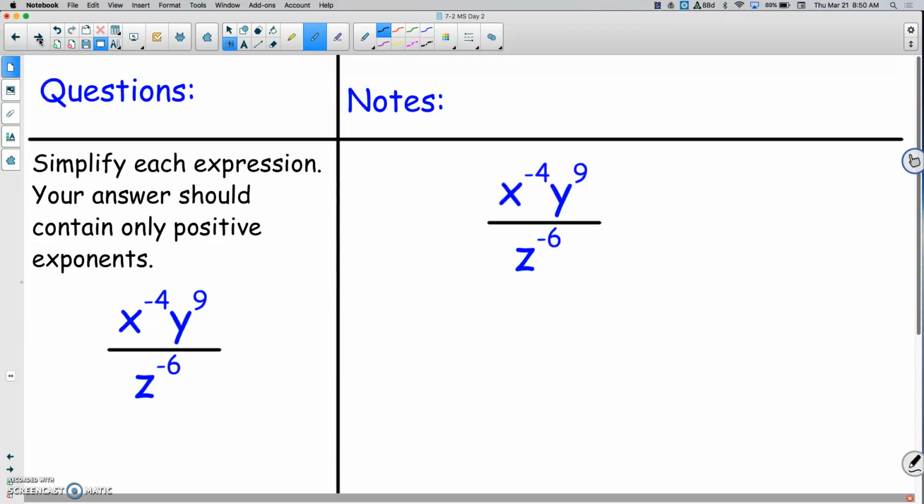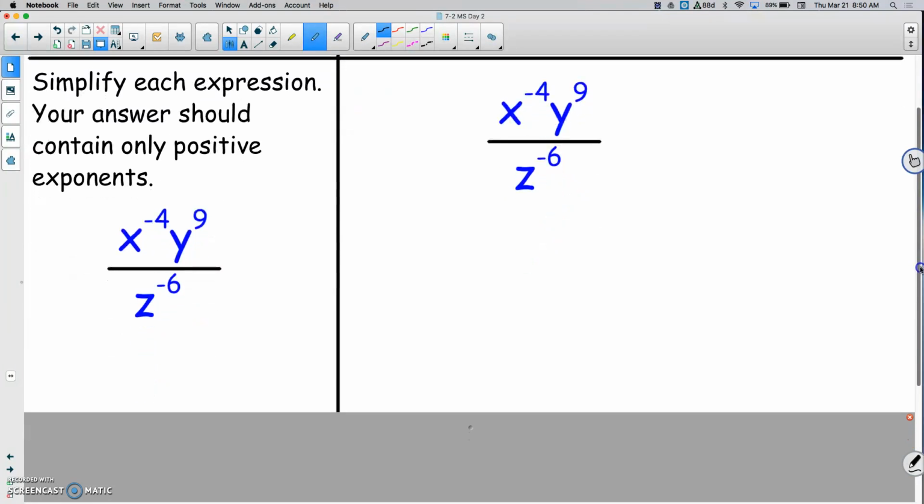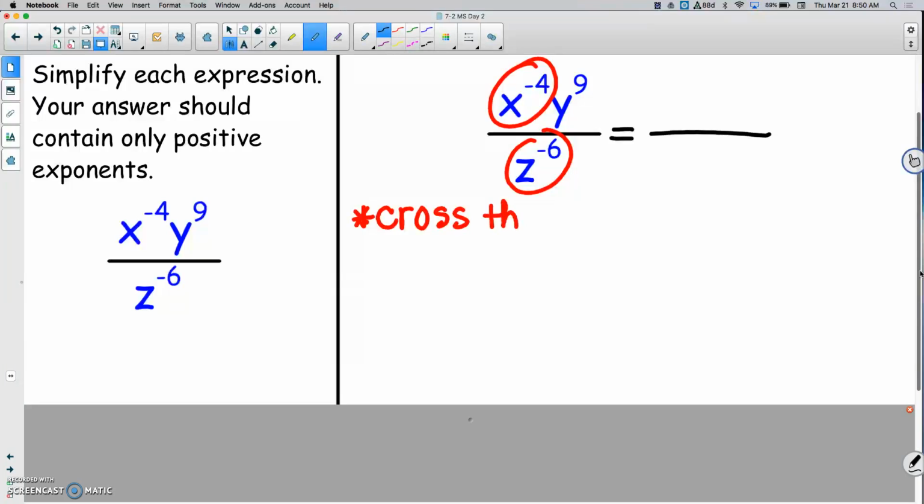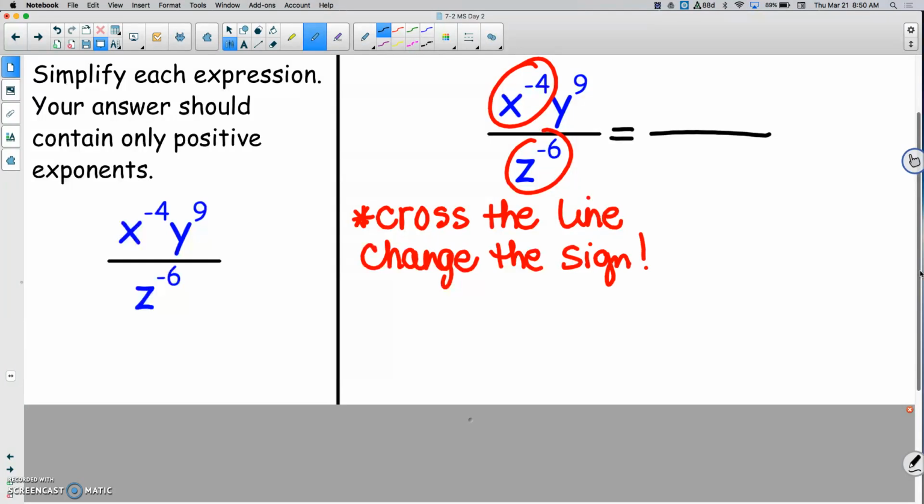Okay, now we're going to start simplifying some expressions. Simplify each expression. Your answer should contain only positive exponents. All right, here's the deal. If you see anything with a negative exponent, circle it. And then the rule is, if you cross the fraction line, you change the sign. So cross the line, change the sign. So circle the negative exponents, and you are going to turn them into positive exponents.